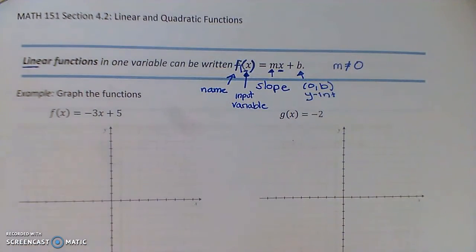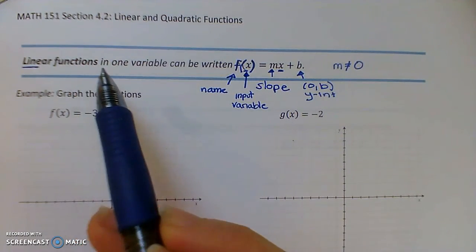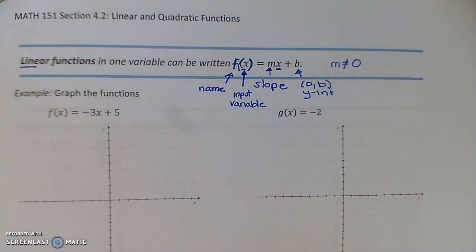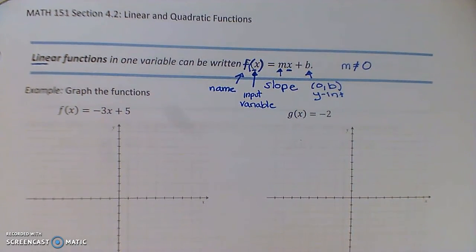All right, so these are linear functions, and again, normally you're used to saying y equals mx plus b, but because we're using function notation, it's now f of x. So let's take you through two examples.